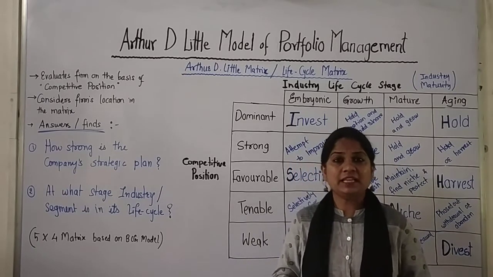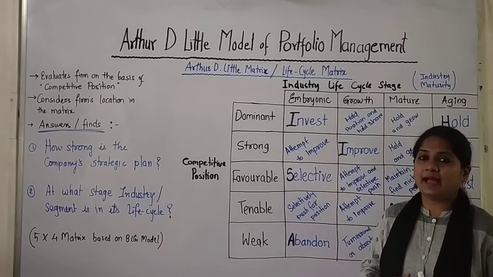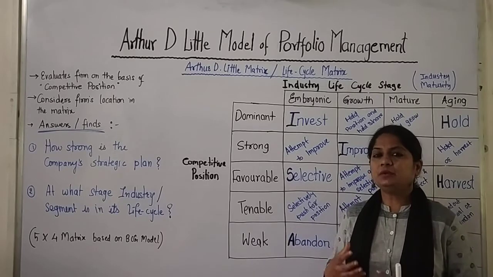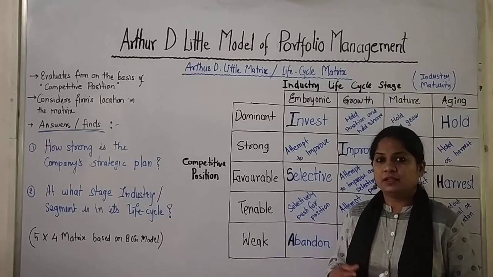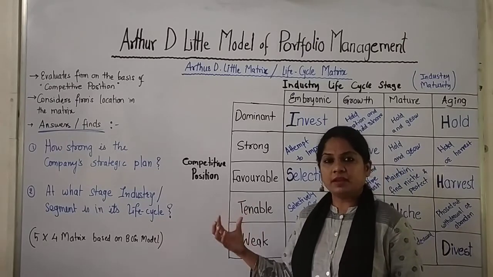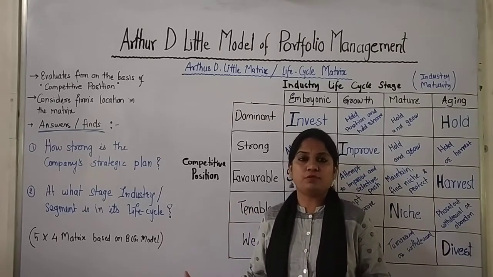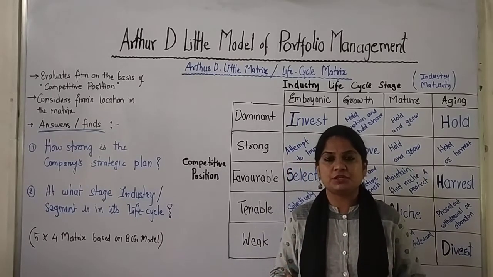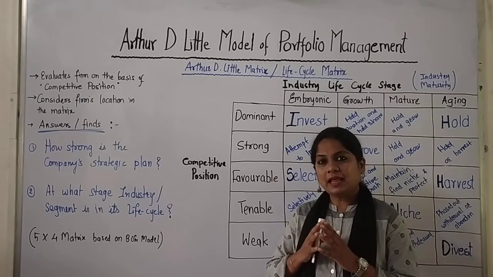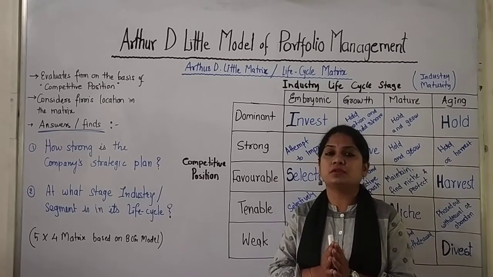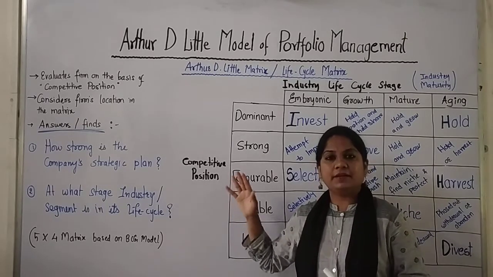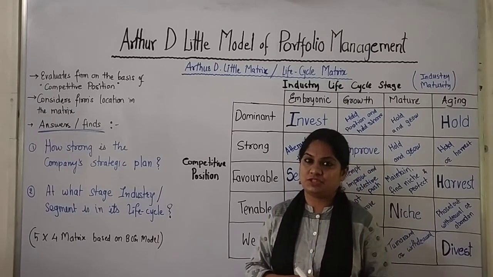So friends, the ADL matrix combines these 2, and Mr. Little has tried to extend the BCG matrix. There we had a matrix of only 2 by 2 cells. Here he has given us a 5 by 4 matrix, which is quite elaborate and quite understandable, so that we can understand the position of the portfolio or segment or even the industry, and we can take the strategic actions accordingly.